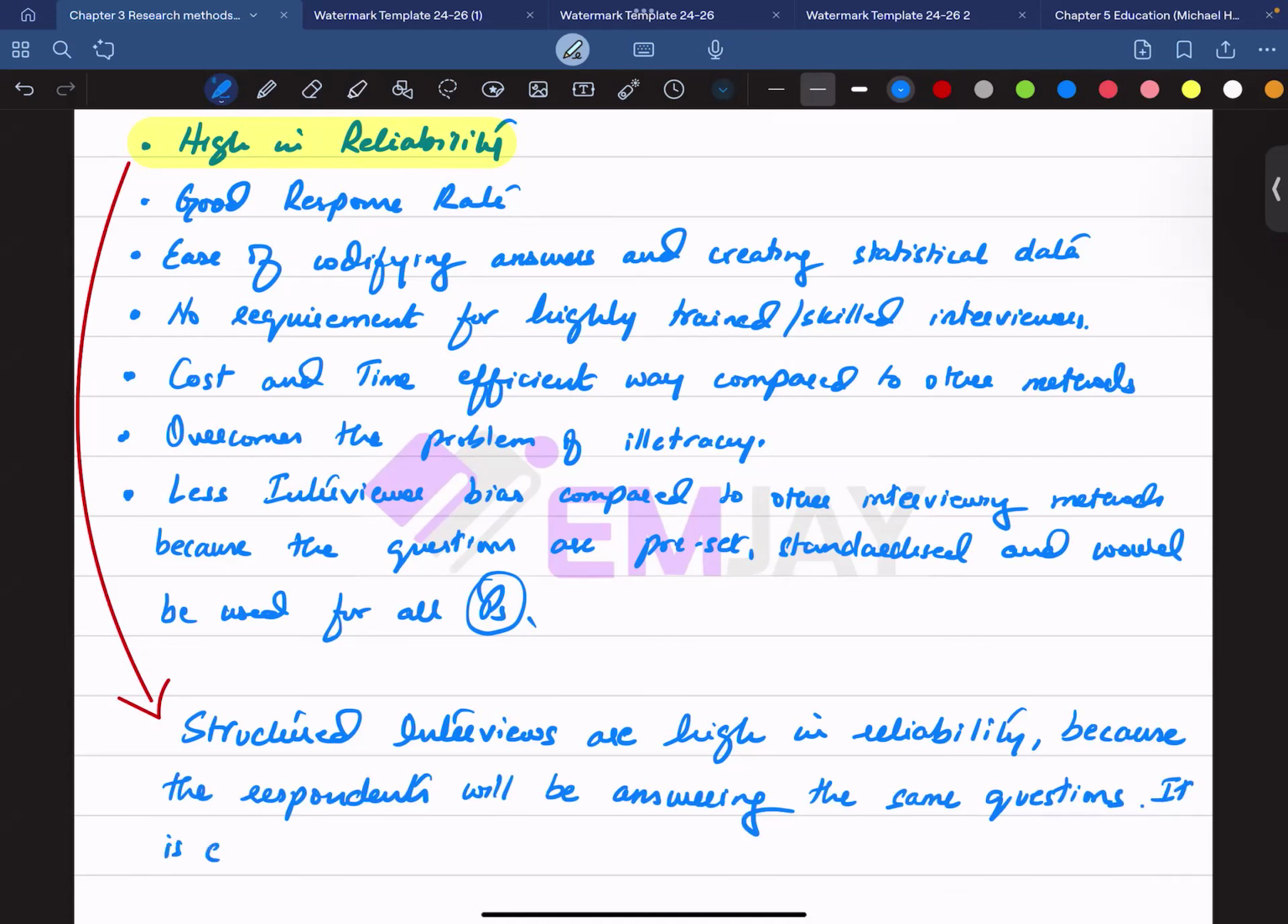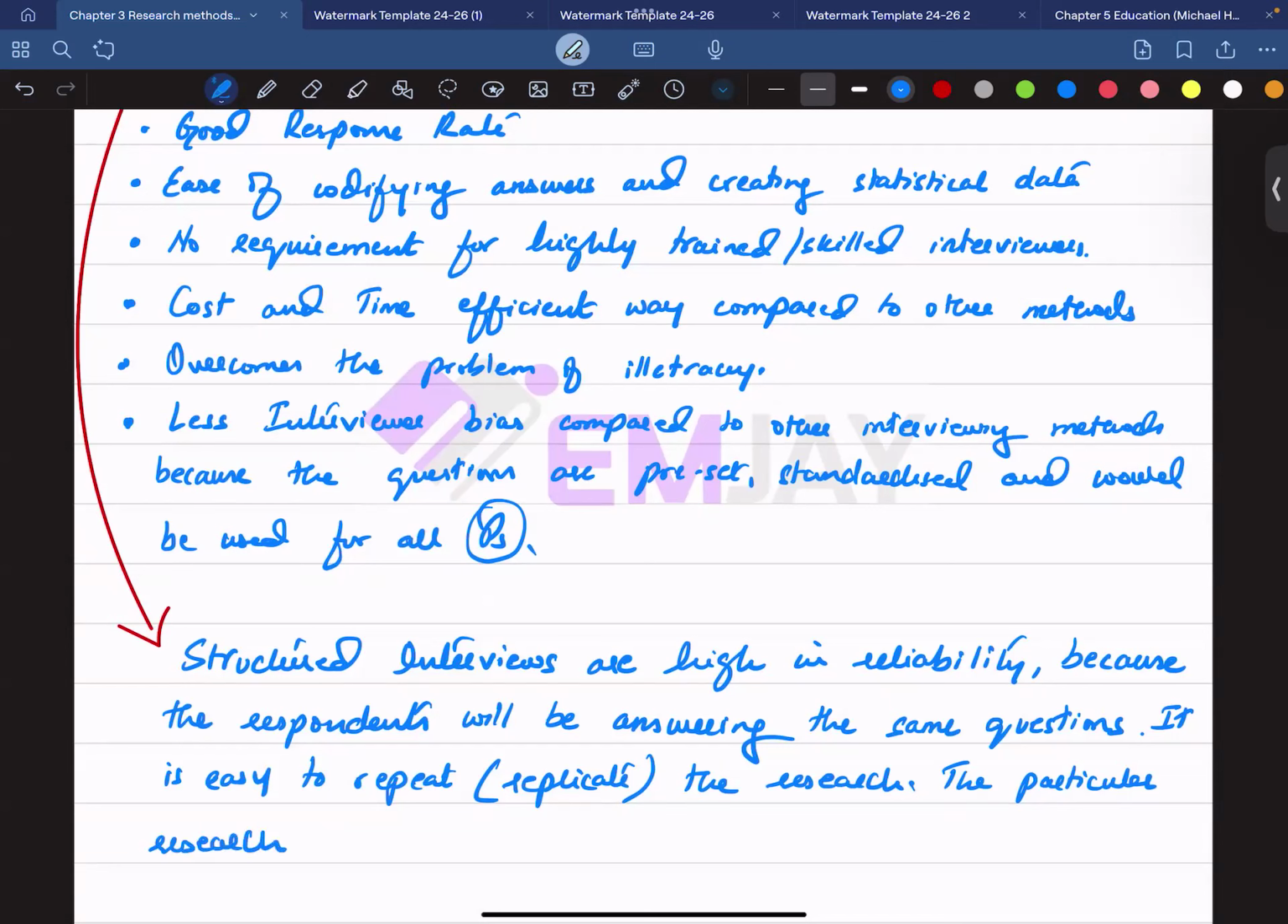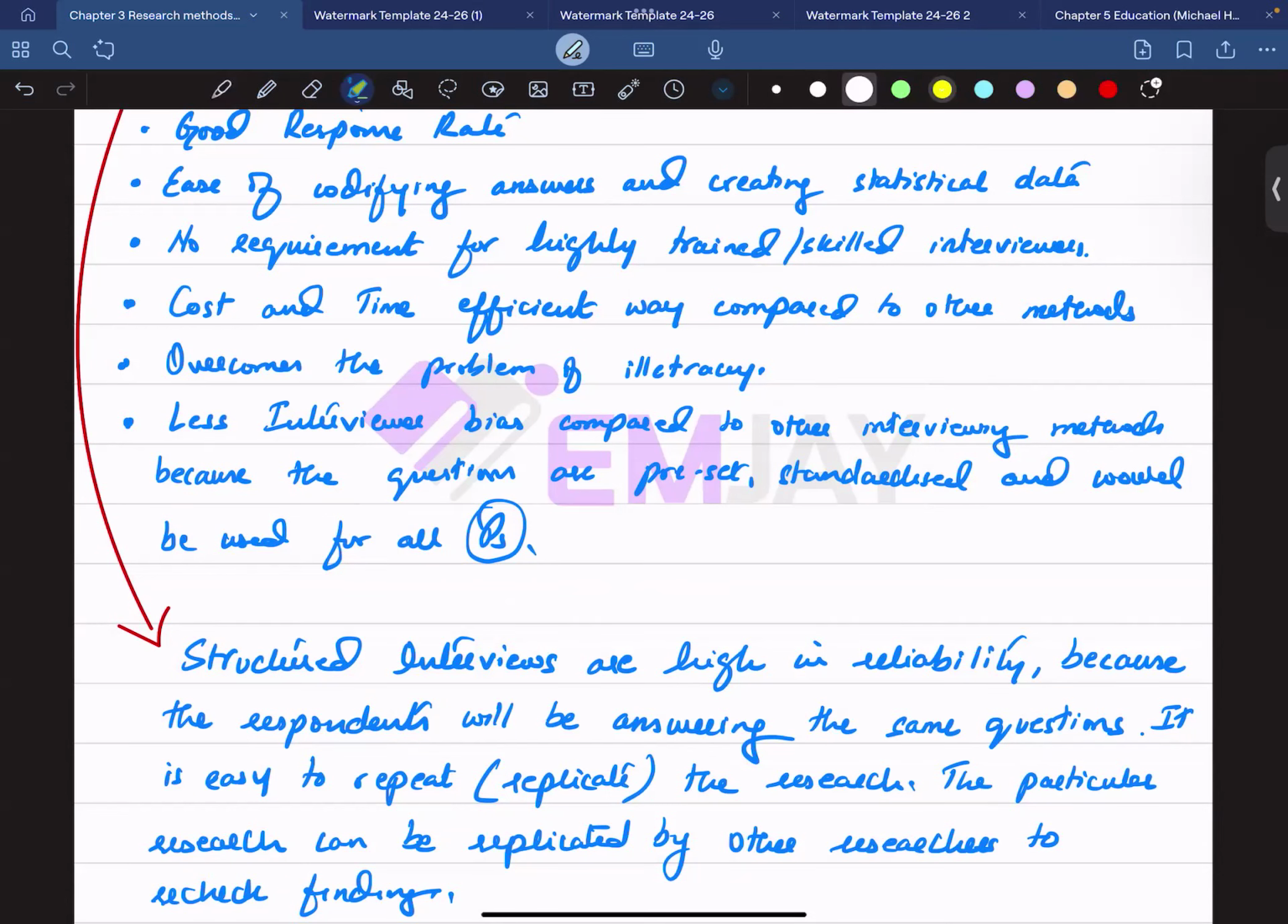it is easy to repeat or replicate the research. The particular research can be replicated by other researchers to recheck findings. So I'll just use different colors to highlight so that it's easier for you to understand.